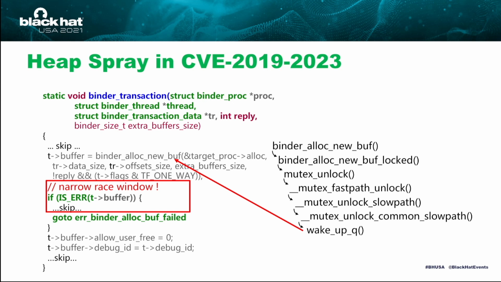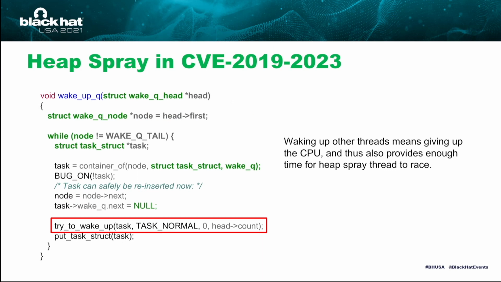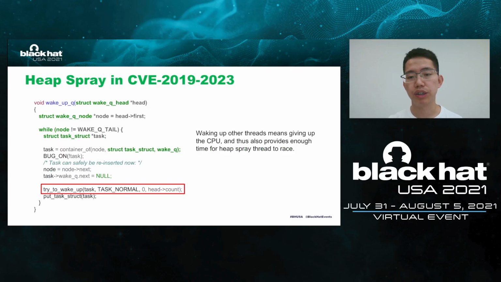So, how do we increase the success rate of the race? Through analysis, we found that the wake_up_q function is used in the mutex unlock operation. Let's have a look at this function. We can see wake_up_q eventually calls try_to_wake_up, which means the mutex unlock operation will actively give up the CPU. Therefore, we can bind multiple threads to one CPU and then use mutex lock to wake up the other race thread. By this method, we get a nearly 100% success rate.